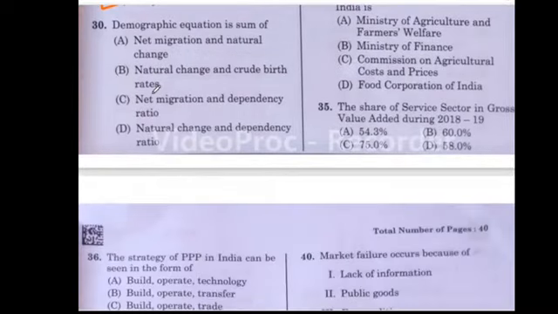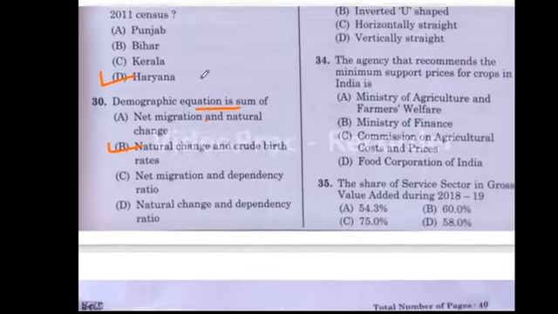Question number 30. Demographic equation is the sum of option A, net migration and natural change. Option B, natural change and crude birth rate. Option C, net migration and dependency ratio. Option D, natural change and dependency ratio. Here I think the right answer is option B, natural change and crude birth rate. Option B is the right answer.